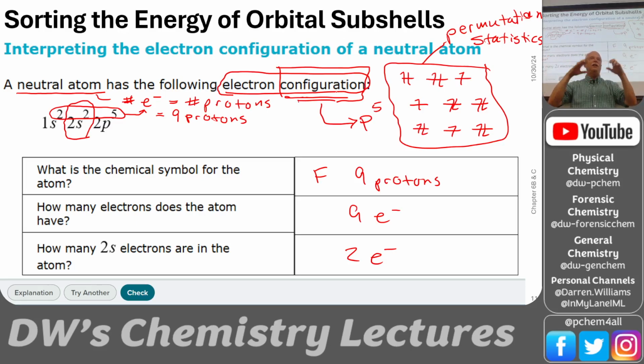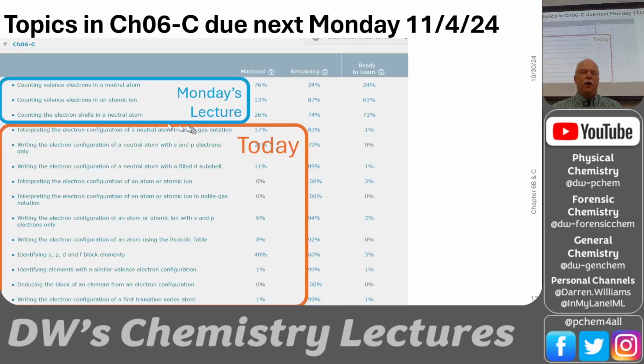We don't care what the individual way of putting those 5 electrons in the 3p orbitals is. We're just talking about a P subshell with 5 electrons in it. Okay, so now let's start working on the stuff that's due next Monday.